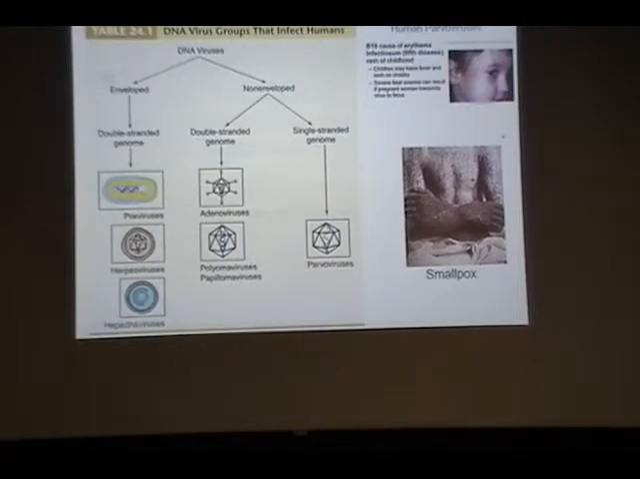So among the enveloped DNA viruses, there are three groups. The first group is the poxvirus. These are the largest DNA viruses, which caused millions and millions of deaths in Europe in the 18th century. Basically, this virus is associated with so-called smallpox. This is a very deadly disease that killed so many people in Europe in the 18th century.